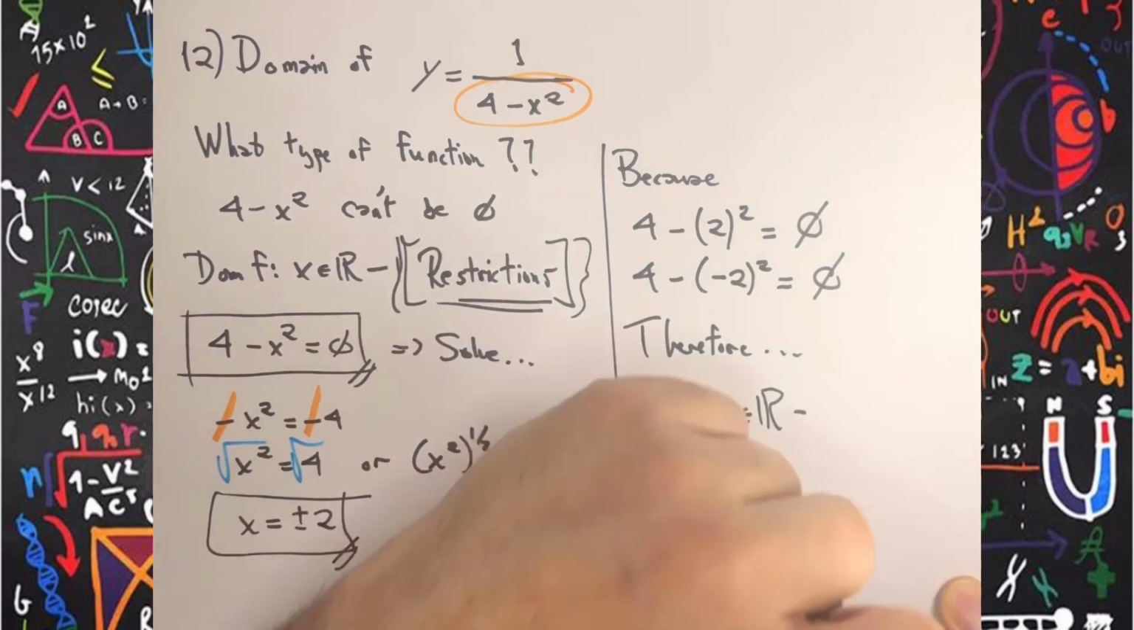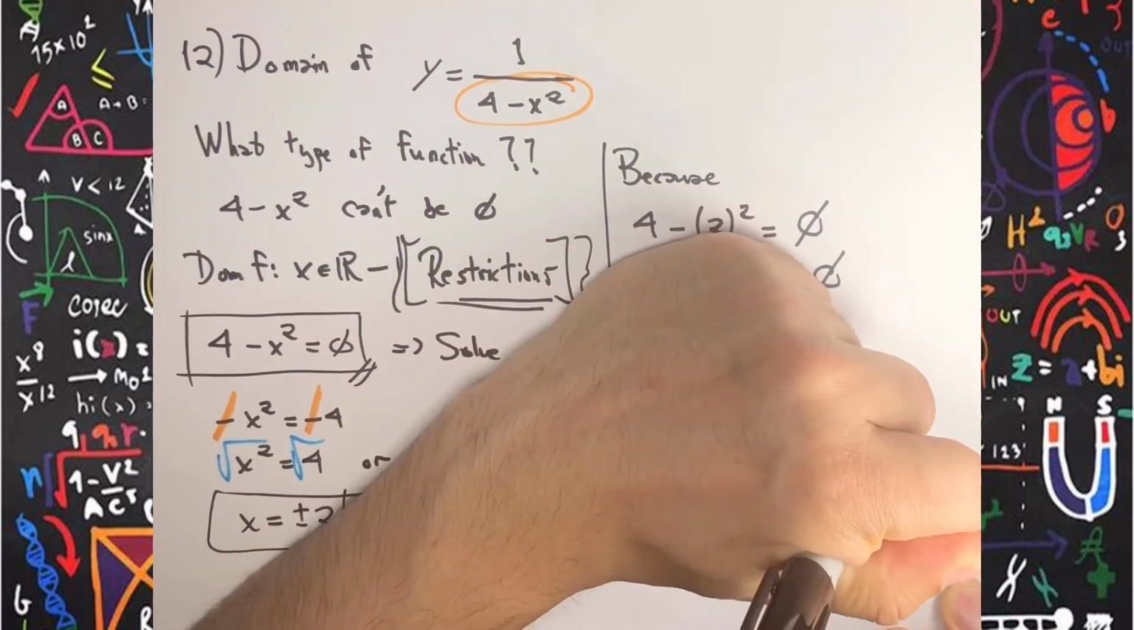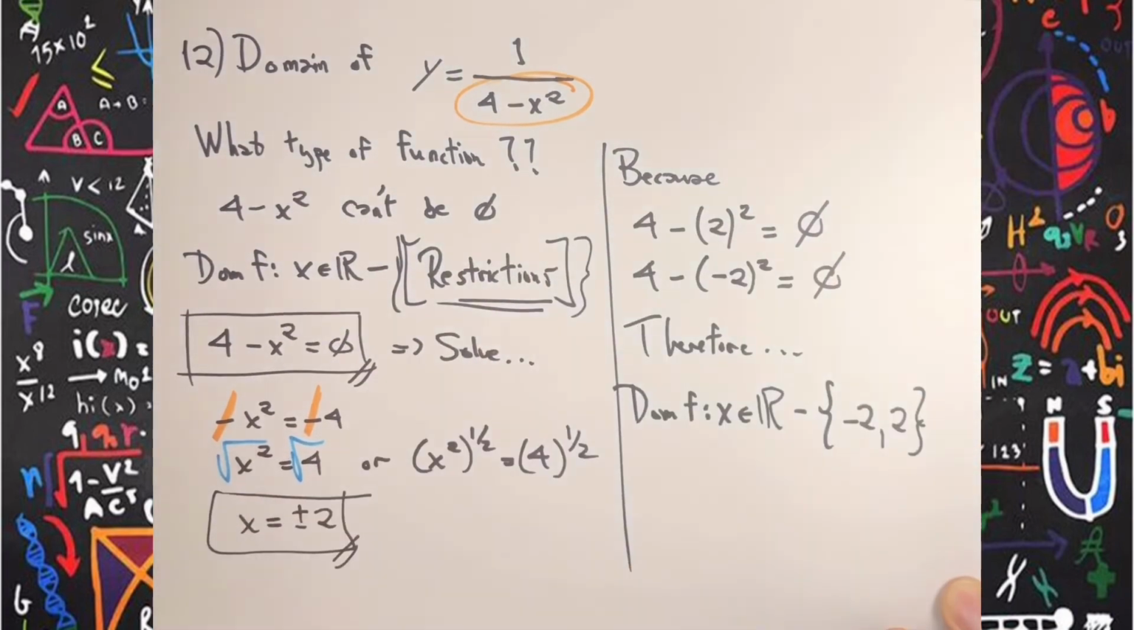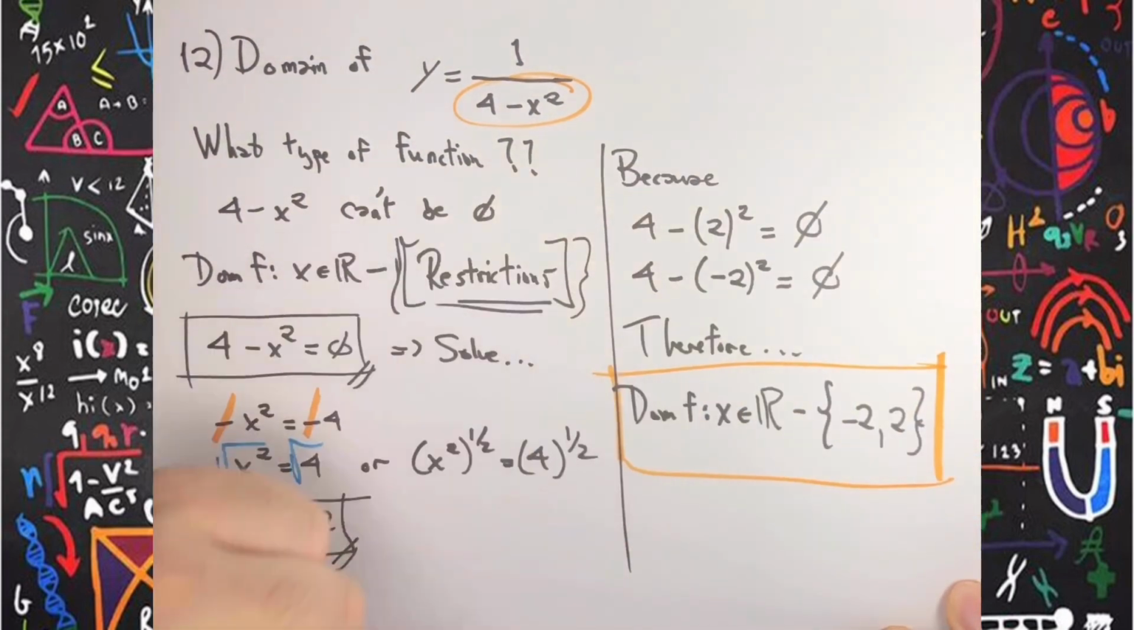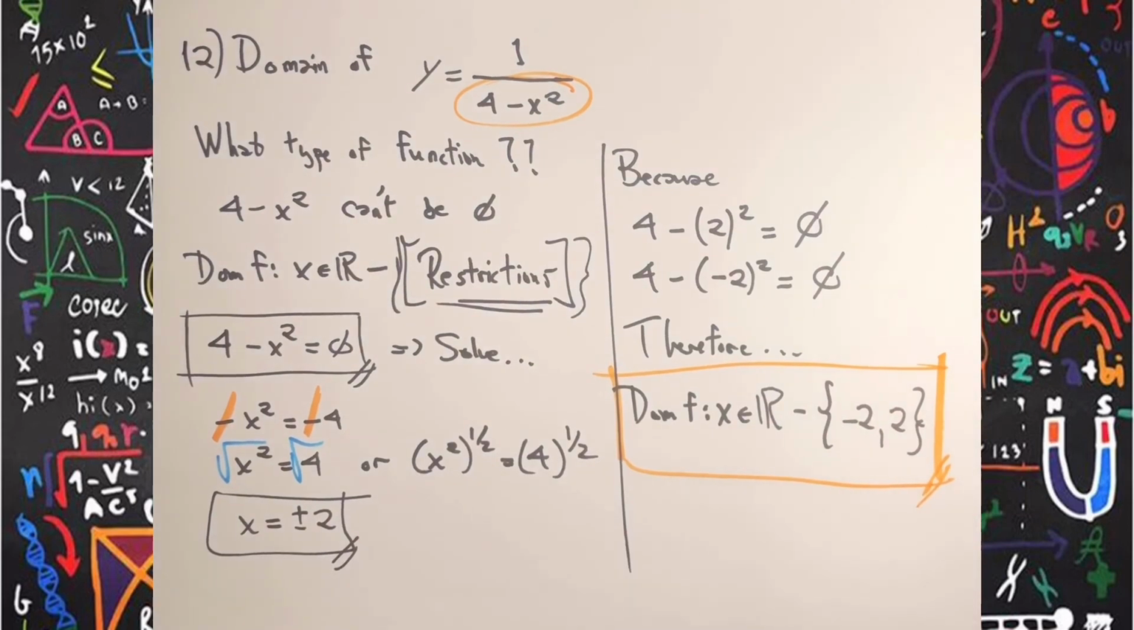And therefore, the domain of the function is going to be all the x's that belong to the real numbers except minus 2 and 2. Those are the restrictions. Therefore, that is the domain of our function.